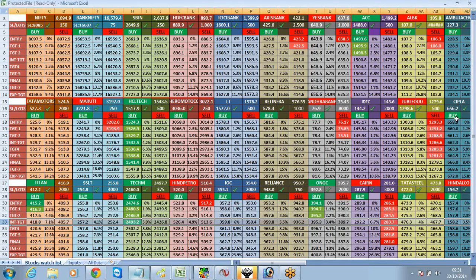You can see JUBLFOOD should be making its final target. MARUTI we have a sell call. ACC we had 1493, it went down, went up and then again came back. So now you can change your stop loss from 1488 to 1493. That is your entry price, because you will not be losing anything here.